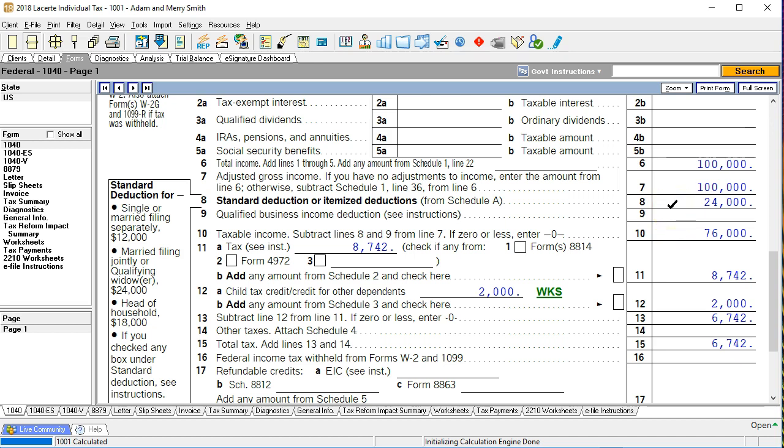So then that's going to be the 24,000 in terms of the standard deduction. We're not going to get into itemized, keeping it simple. We're going to say a taxable income is 76,000. The tax is then 8,742. So 8,742 minus the child tax credit of 2,000 means the total tax is 6,742.